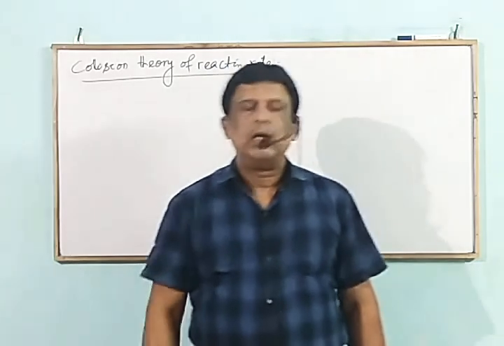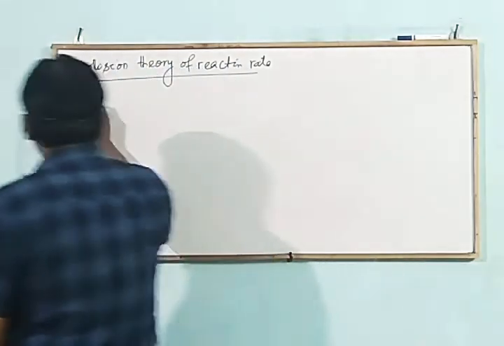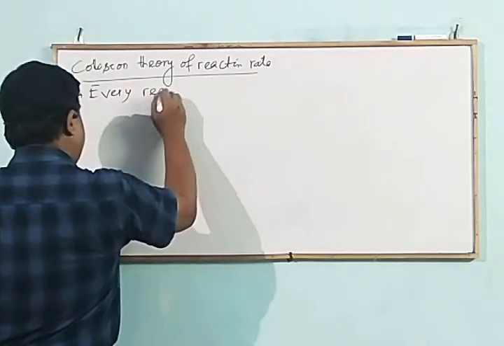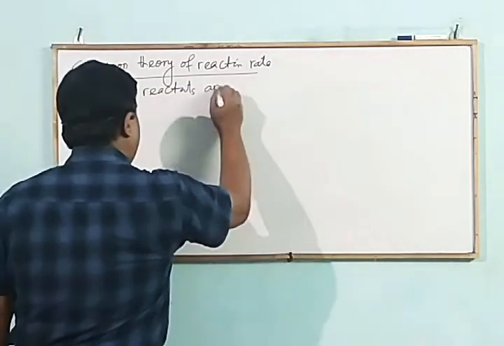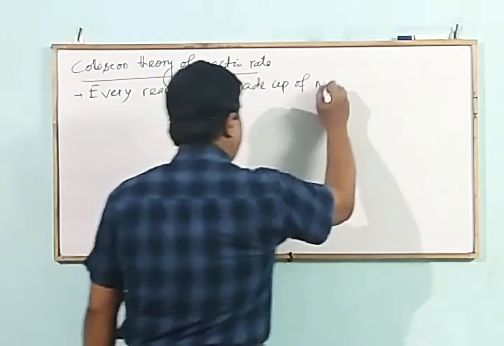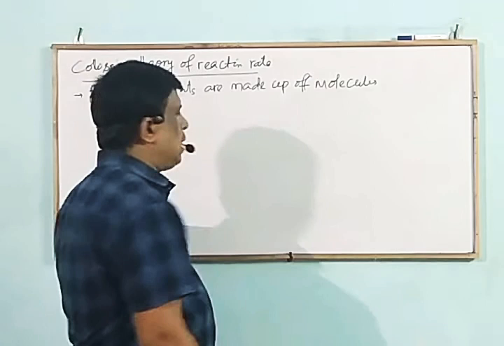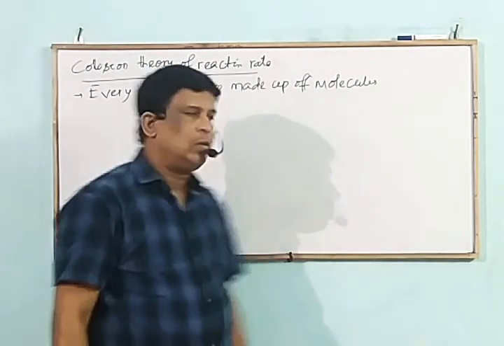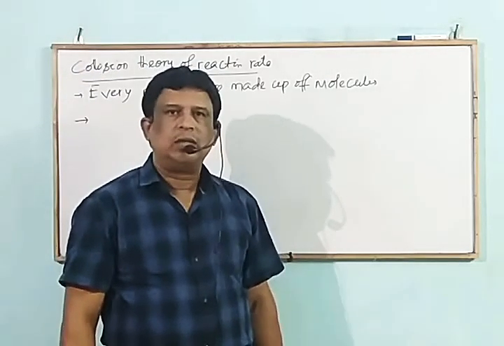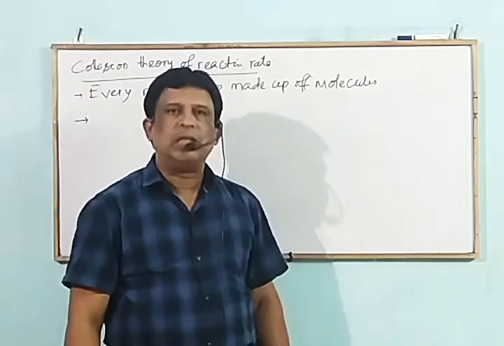Point 1: every reactant is made up of molecules. Mark that. Point 2: the molecules are always in a state of rapid random motion and hence collide among themselves.